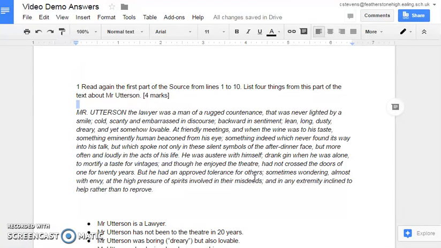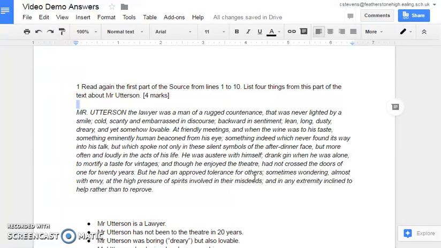Mr. Utterson, the lawyer, was a man of rugged countenance that was never lighted by a smile. Cold, scanty and embarrassed in discourse, backward in sentiment, lean, long, dusty, dreary, and yet somehow lovable. At friendly meetings, and when the wine was to his taste, something eminently human beaconed from his eyes. Sometimes something, indeed, which never found its way into his talk, but which spoke not only in these silent symbols of the after-dinner face, but more often and loudly in the acts of life.